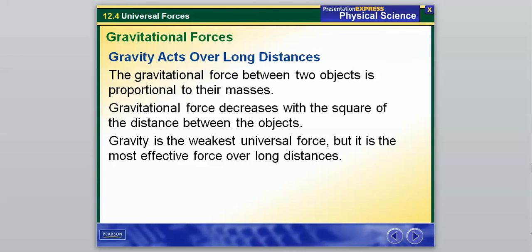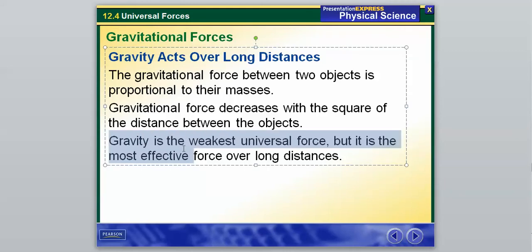And so the gravitational force between two objects is proportional to their masses, which is what I just said. Meaning the larger the mass, the greater the gravitational pull. The lower the mass, the less the gravitational pull. And gravitational force decreases with the square of the distance between the objects. That just means the farther the distance between the two objects gets, the more gravity is going to decrease. So gravity works better when you're big and when you're close together. If you're small and far apart, you're most likely not going to feel gravity, because gravity is in fact the weakest universal force, but it is the most effective force over long distances.